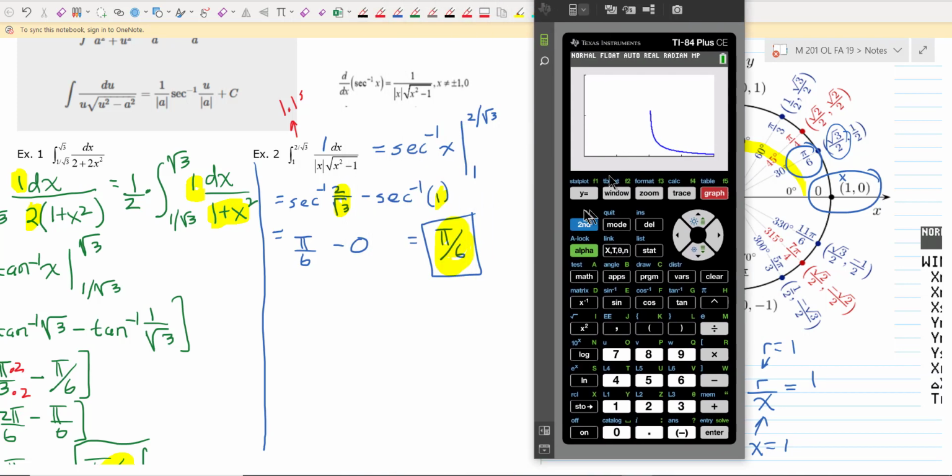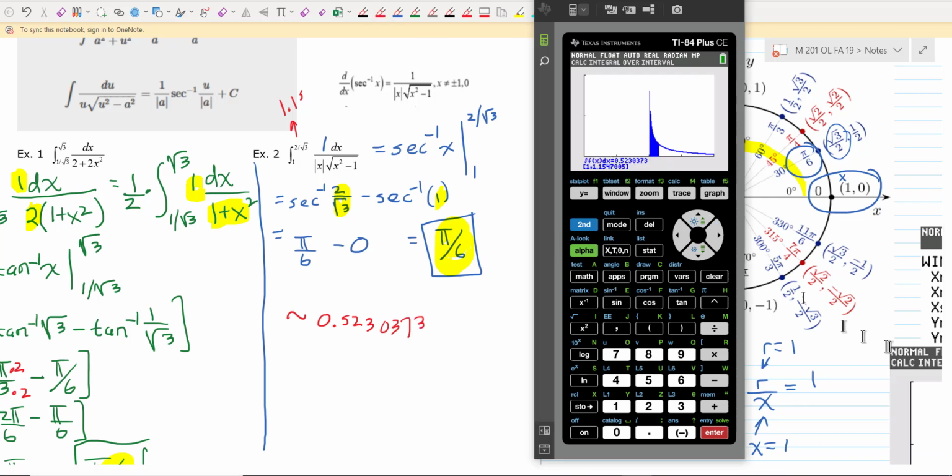Okay? So we're again going to go second trace to open up the calc menu. Option 7. Lower limit in this problem is 1. Upper limit is 2 divided by square root of 3, which is a little bigger. And it shades it in, and it gives this approximately 0.5230373. Okay, so that's what's coming out there.